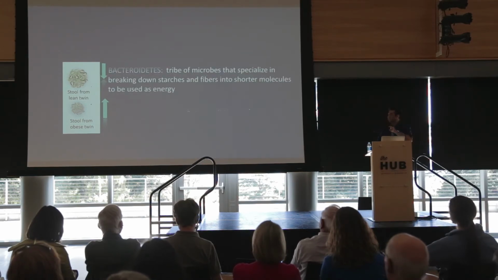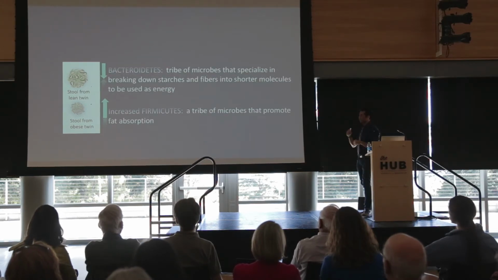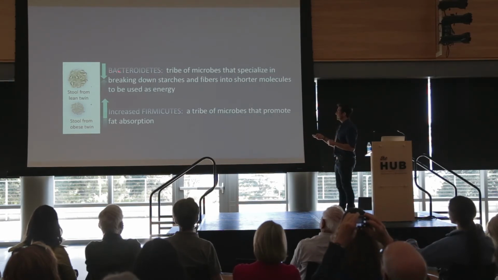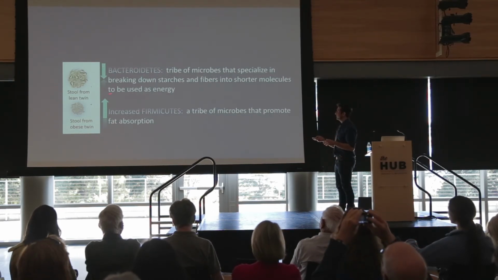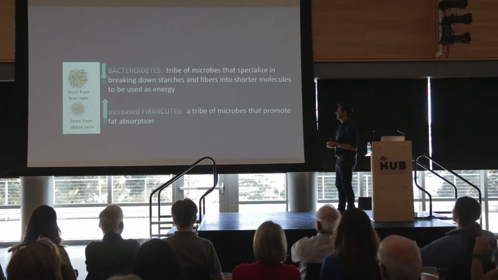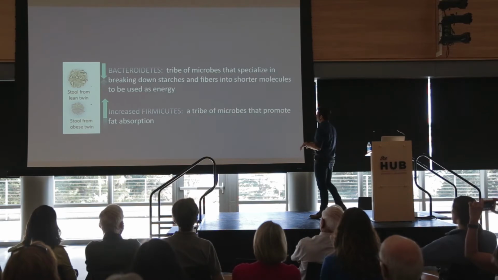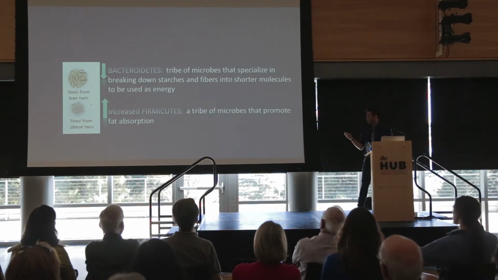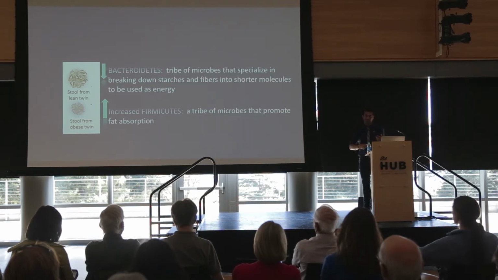Now, this slide was supposed to be, I thought that was out of order. So this is supposed to be after the stool study. So I just wanted to go over Bacteroidetes. These are what you find in the lean stool. This is a tribe of microbes that specialize in breaking down starches. They break down fibers into short molecules that can be rapidly used as energy. Whereas Firmicutes, which was the high amount of bacteria in an obese stool, they promote fat absorption.